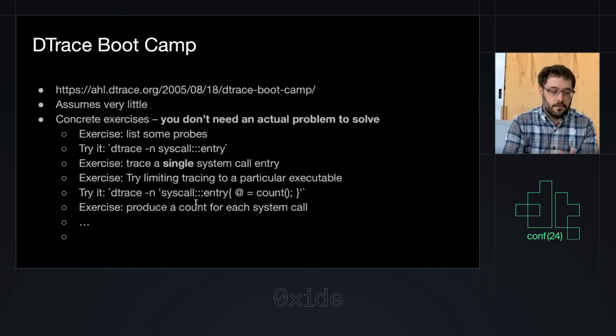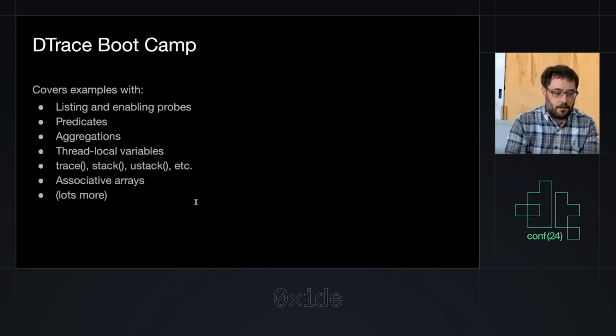It goes through all the basic stuff: listing probes, enabling probes, adding predicates, aggregations. I can't remember if associative arrays are in here as well. Thread-local variables, stack, all the basic stuff. I think if you go through this, you will have at least seen all the stuff that people use on a daily basis with dtrace, which is great. And it's in this iterative way without having to have a problem in front of you. So I like that a lot.